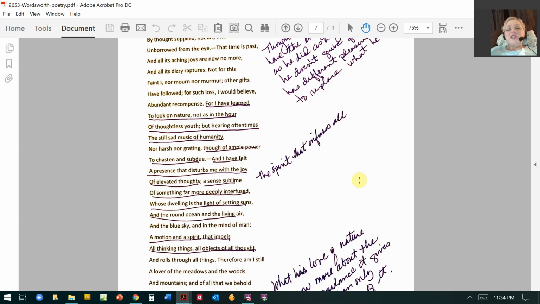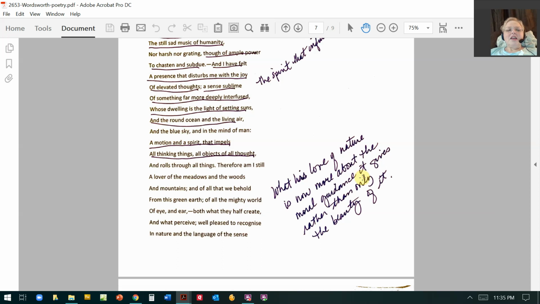So hopefully you're recognizing those things that we've seen in his other poems that he talks about in Lyrical Ballads, right? That there's this sublime joy. And it's not just a pleasure, right? He says it's a disturbing joy. Because with these elevated thoughts, you're more aware of not only what's right, what's in harmony, but you're also more aware of what's not in harmony. And I think that's the disturbing joy, right? And he says, this is the spirit that impels all thinking things, all objects of thought. So if you want to be a thoughtful, truly thinking person, you have to be connected. If you're not, then what you're doing really isn't the kind of thinking that we want here, right?